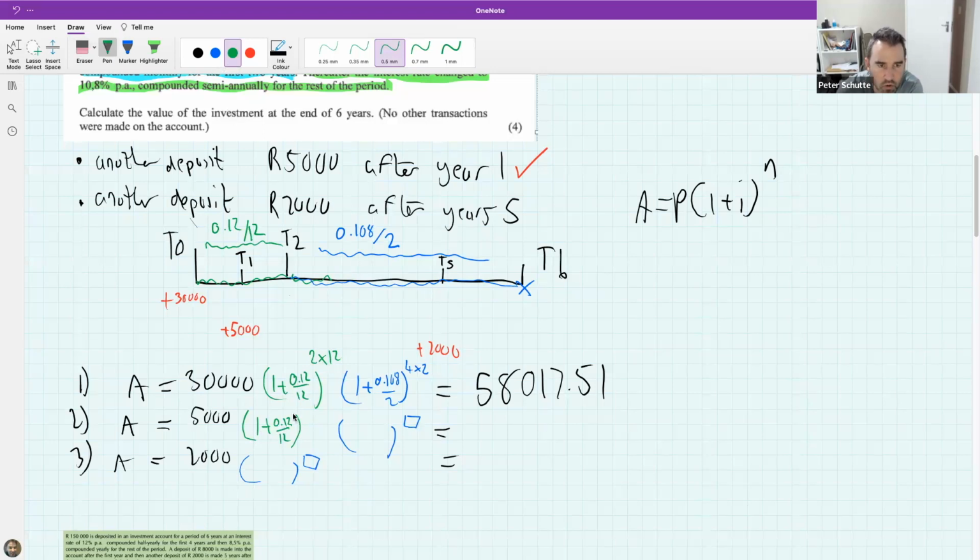Now, this is only going to grow for 1 year in the green because it's got the difference between here and here. So 1 times 12. Now, what is this going to be? It grows for all 4 years. So that's going to be 4 times 2 to give me the 8.